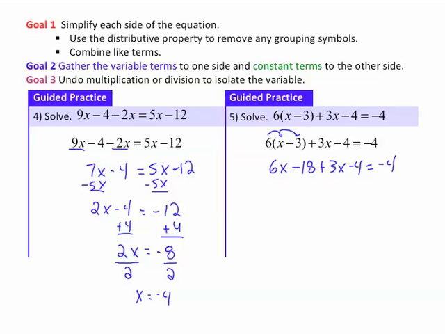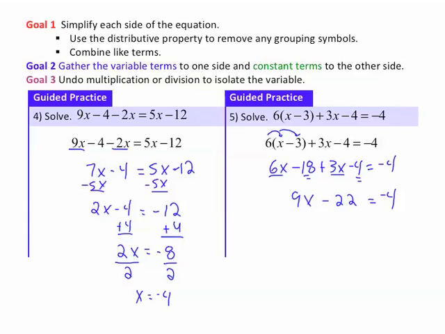Still looking to simplify. On the left side, I have a couple pairs of like terms. I have a 6x and a 3x, and I also have those two constant terms that I can combine. So let's see, a 6x plus a positive 3x would give me a 9x, and then a negative 18 and a negative 4, that would give me a negative 22. The right side is just still going to stay a negative 4.